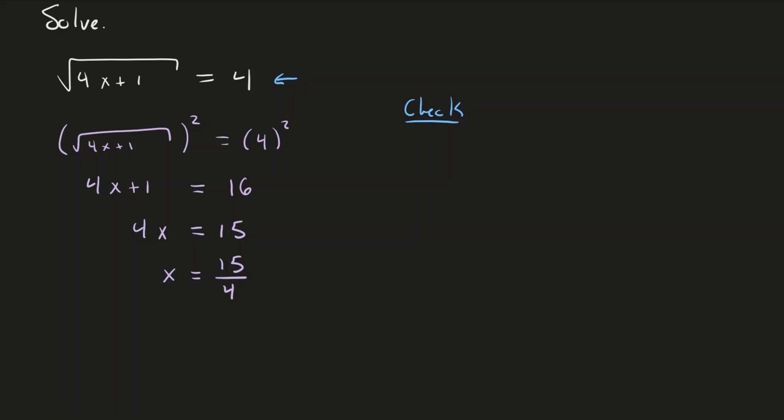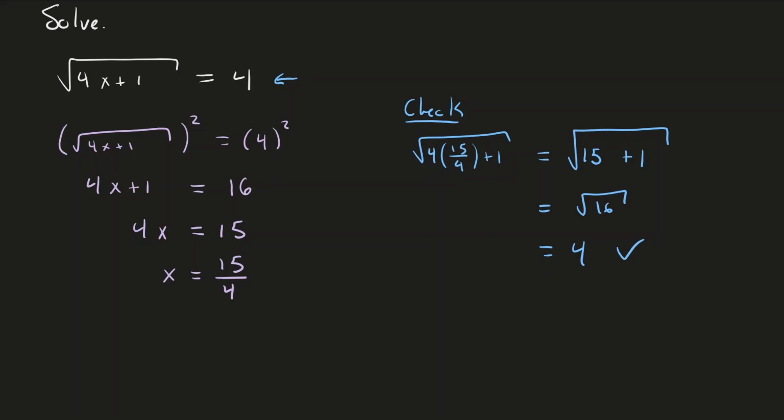Original equations only here. So in this case, we get the square root of 4 times 15 over 4 plus 1. That is equal to the square root of, 4 times 15 over 4 is just the 15, plus 1, which is equal to the square root of 16, which is equal to 4. That works. So this is a solution. This is our solution.